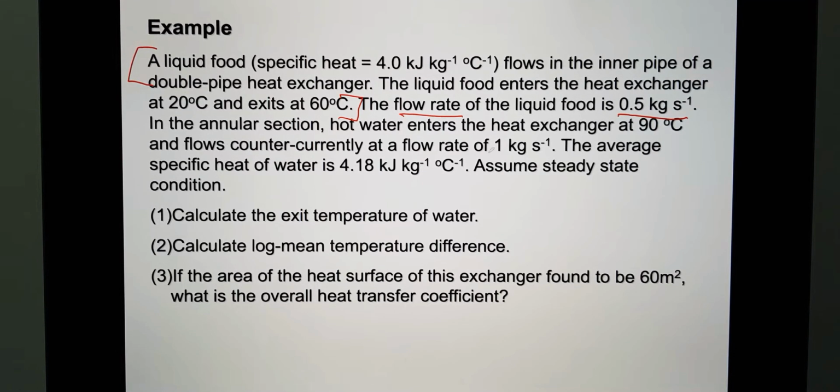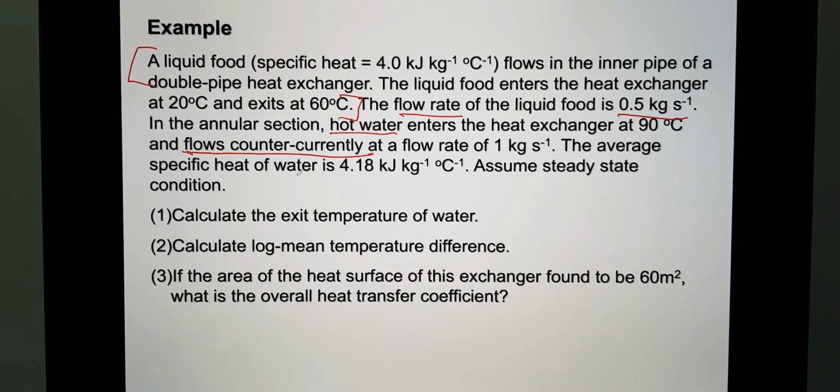it flows countercurrently. Alright, so this is your key point here. It flows countercurrently. This is the key point: when you are presented with this kind of problem statement, it highlights that this particular problem is using the calculation for LMTD. So the hot water flows at 1 kilogram per second. The flow rate is 1 kilogram per second.